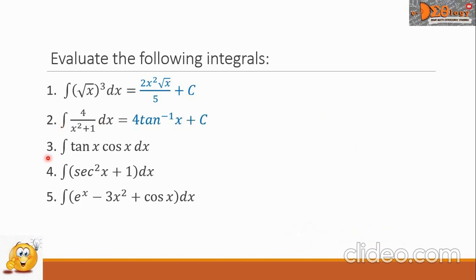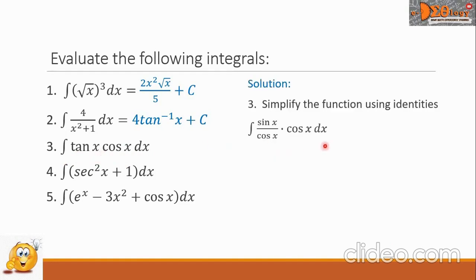Let's go now to problem number 3. The integral of tangent x times cosine x dx. We don't have the direct formula for the integral of tangent x cosine x dx. What we're going to do here, we're going to simplify the trigonometric functions here by showing that the tangent x is equal to sine x over cosine x. So we have this expression now. And from here, we can cancel this cosine x along with that denominator cosine x.